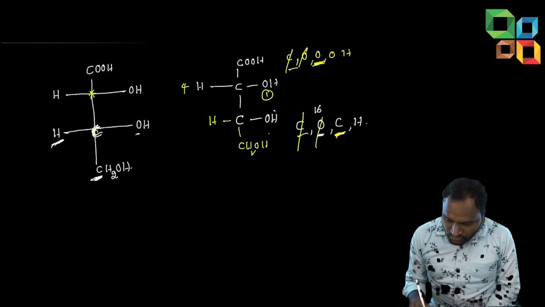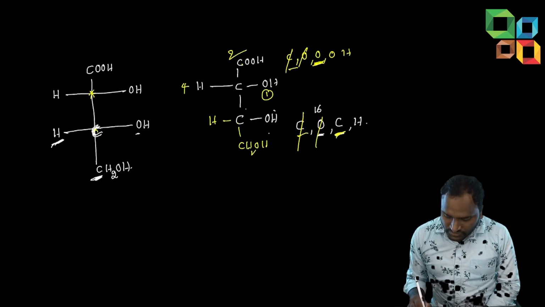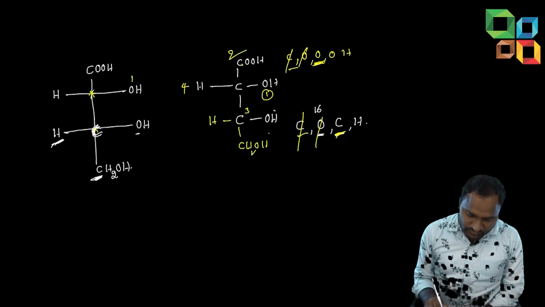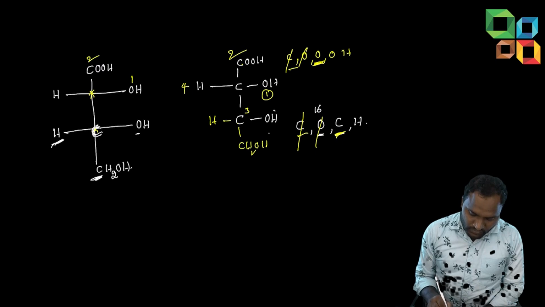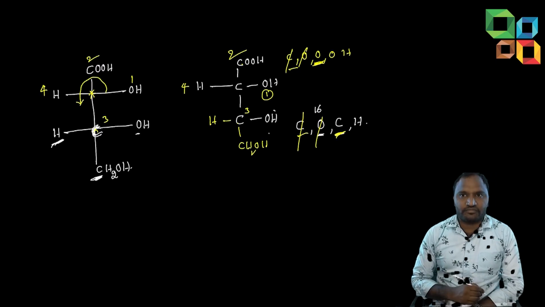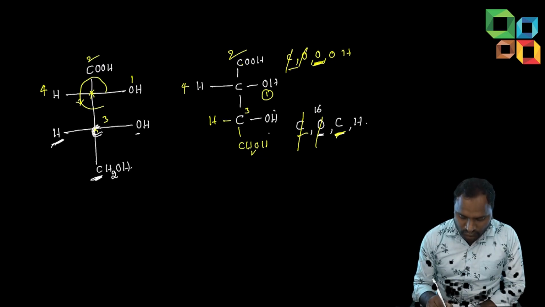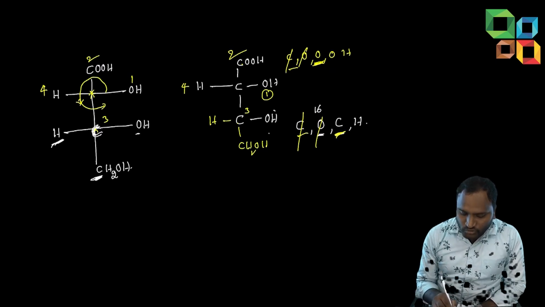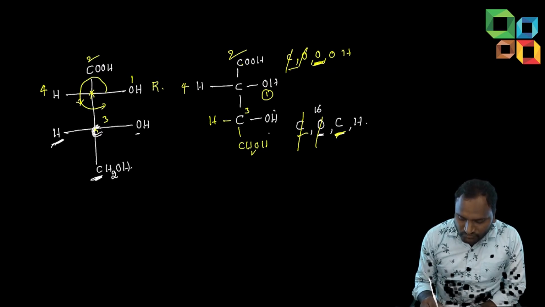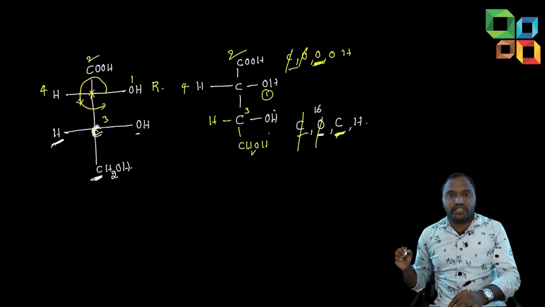So now COOH will get first priority. This will get third priority. Only so much I did. 2, 3, 4. Understood, students? Yes, sir. So it is clockwise direction or anti-clockwise, students? Anti-clock. Anti-clockwise. Fourth priority is on horizontal line, so R configuration, right? Yes, sir. Understood now? This carbon, if you understand, next one is very easy.